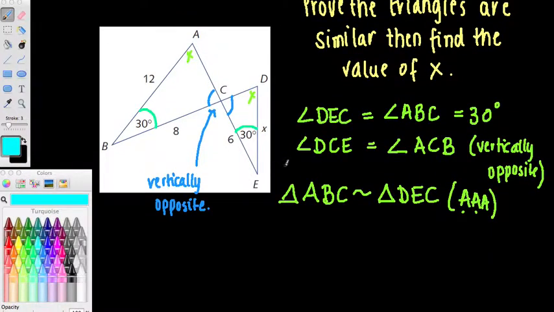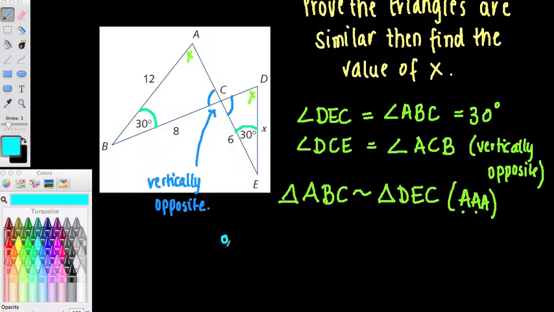So I want to set up the ratio, because I know that now that they're similar, the matching sides will be in the same ratio. So I'm going to look at this side here, the 8, and find what side that corresponds to on the smaller triangle. Have a look at the angles on either end of that side. I've got the green angle and the blue angle. I've color coded it. So I've got the 30-degree one and the vertically opposite. And as you can see, this side here, CE, also has those two angles on either side.